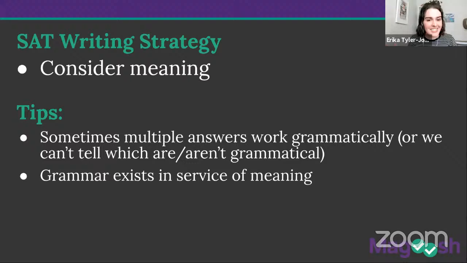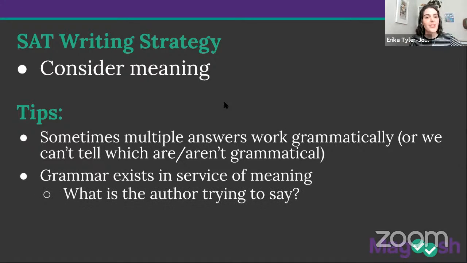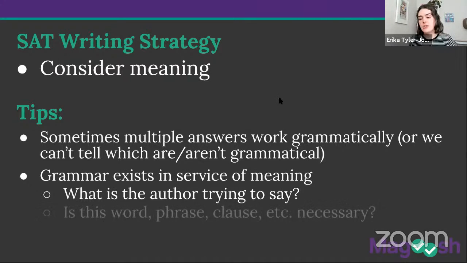What does that mean for this test? It means that if we consider the meaning, we can often figure out the grammar. We can often figure out the correct answers. So when you're going, I don't know, maybe it doesn't come down to grammar or I can't figure the grammar out, ask yourself, what is the author trying to say? Am I at the zoo? Or are they at the zoo? I don't know. Let's figure it out, and that can tell us where to put modifiers.